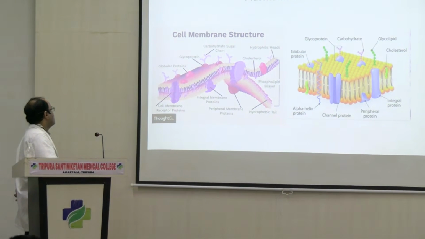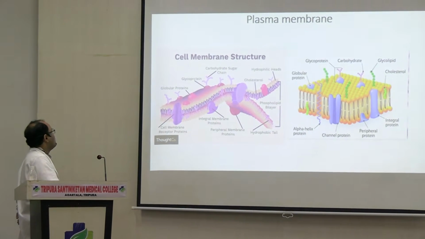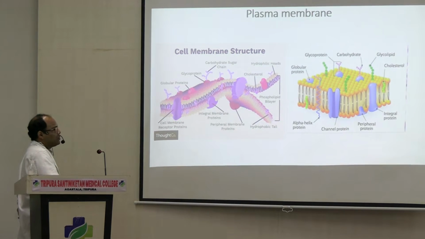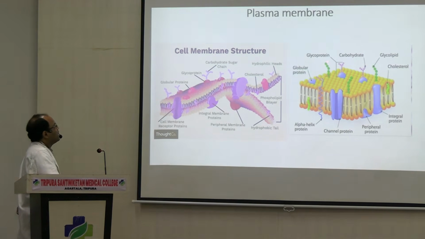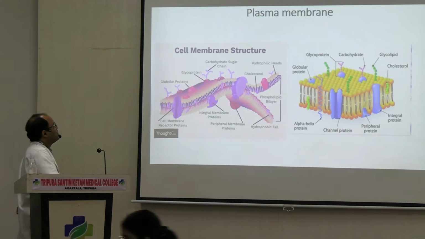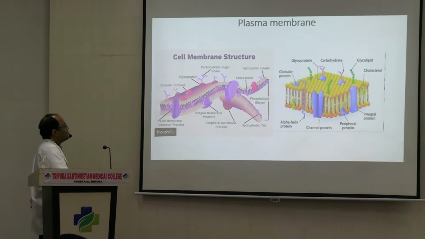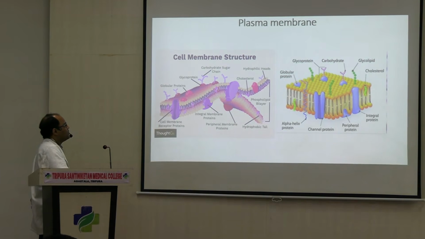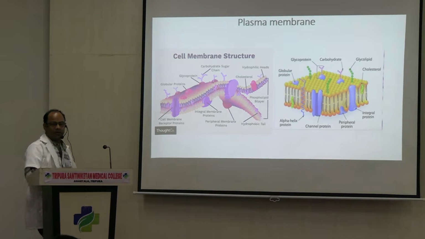These are proteins, integral proteins, peripheral proteins, globular proteins. We have some cholesterol in the cell membrane. Here you can see glycoprotein. These are proteins. Some carbohydrate moieties are attached with protein. This is glycolipid. This is cholesterol. These are integral proteins. Okay, we are going to discuss one by one.